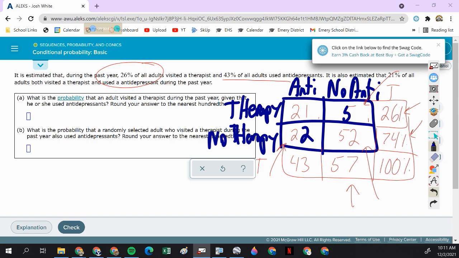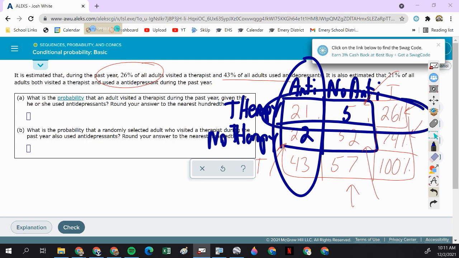Okay. So now that we filled out the box, what is the probability that an adult visited a therapist given that he or she used antidepressants? So we're only allowed to look here. 21 out of 43. Okay. What is the probability that an adult selected who visited a therapist during the past year also used antidepressants? That would be this row, 21 out of 26. Okay, let's do one more.